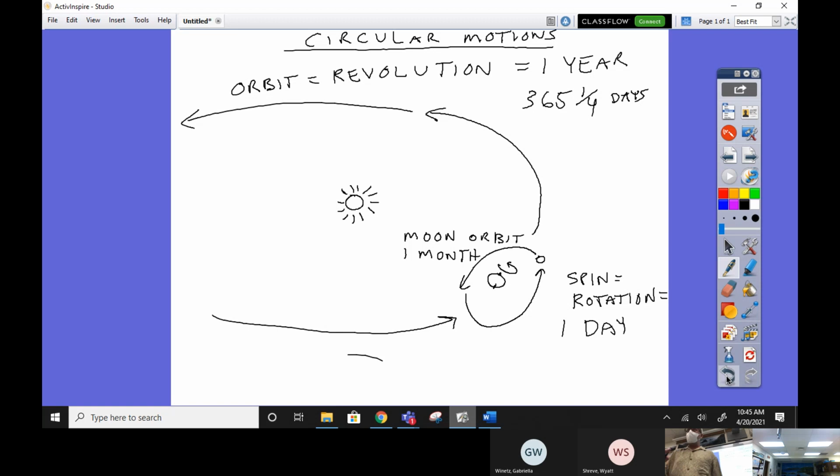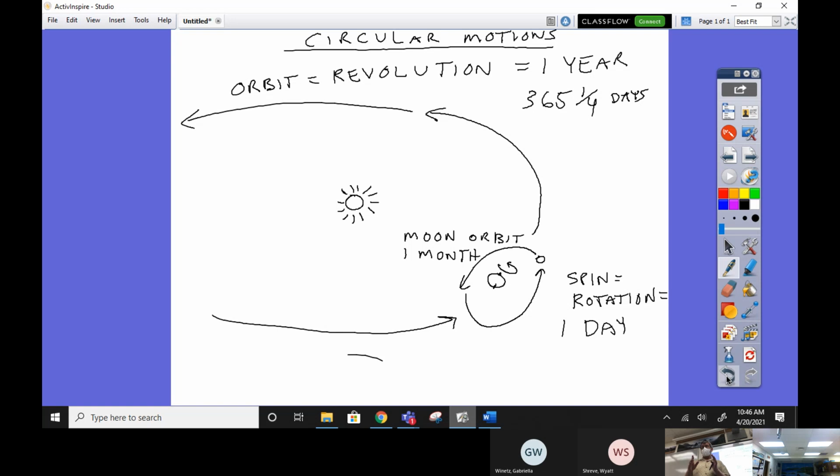It's not exactly a month. It's like 29 and a half days or something like this to go from one part of the moon's cycle to another. It always takes the same number of days for the moon to go around us. It's like 29 and a half for it to go from full moon back to full moon.